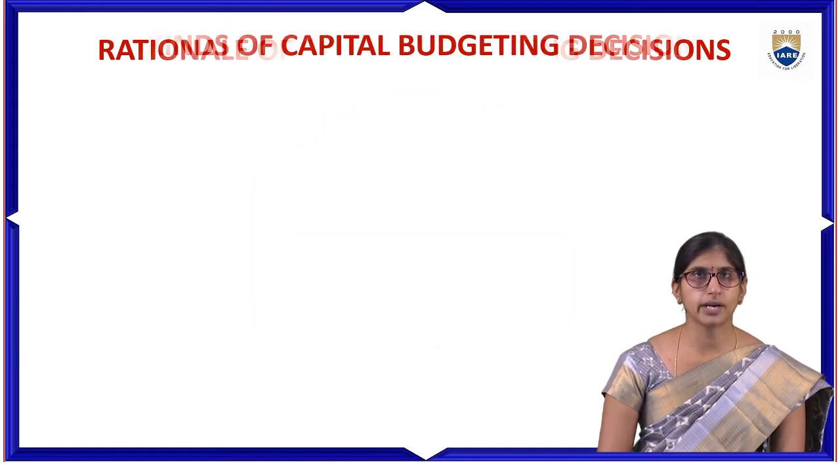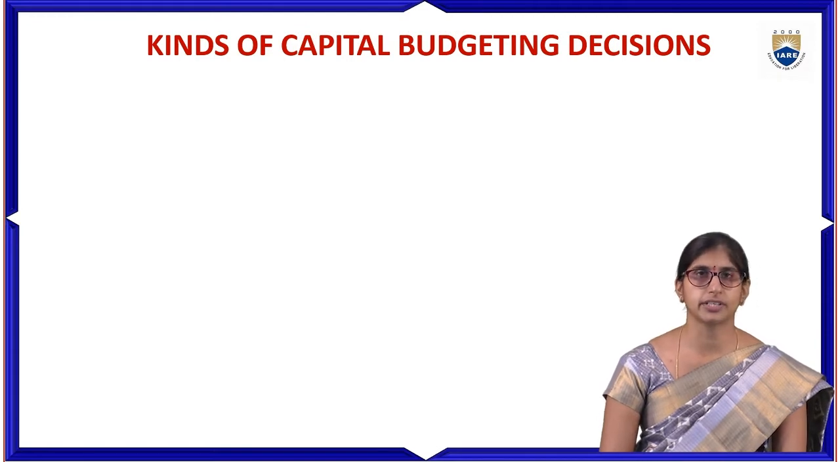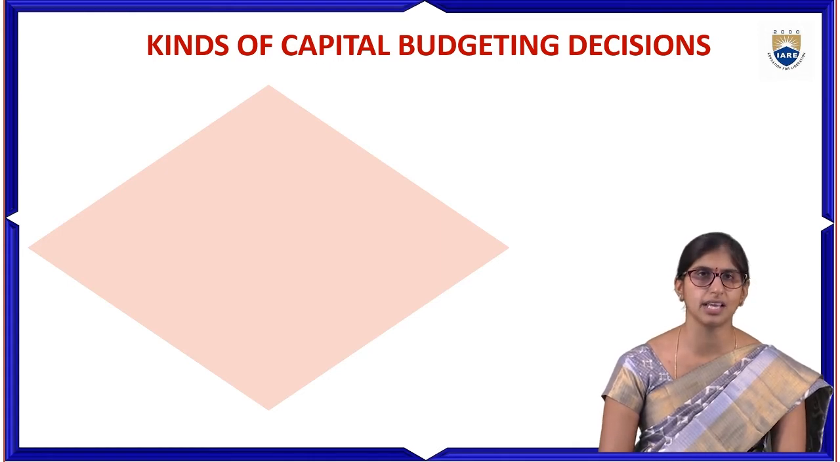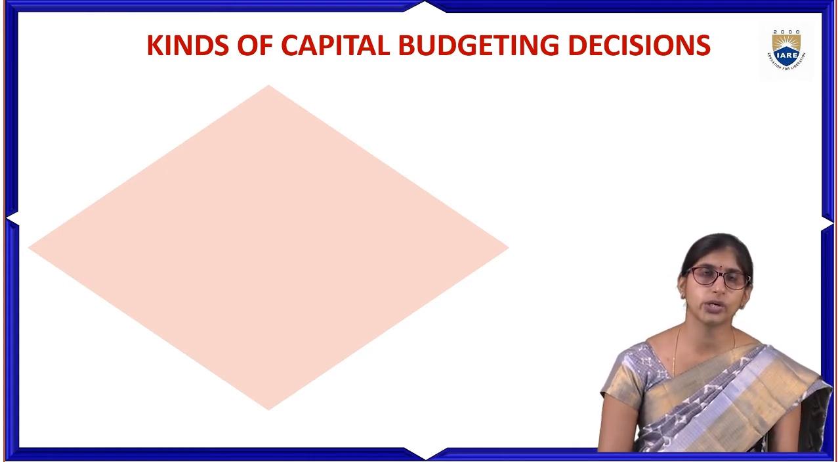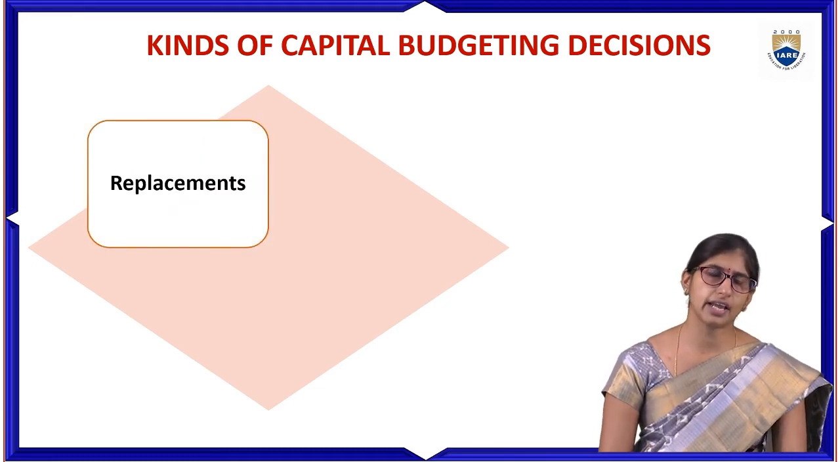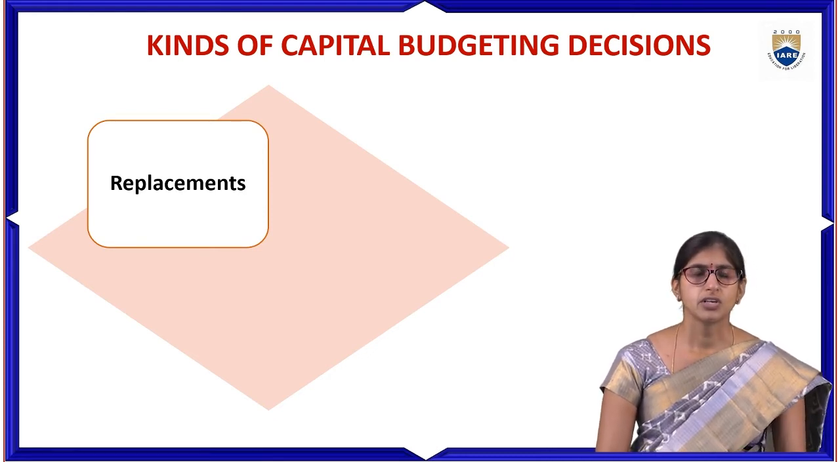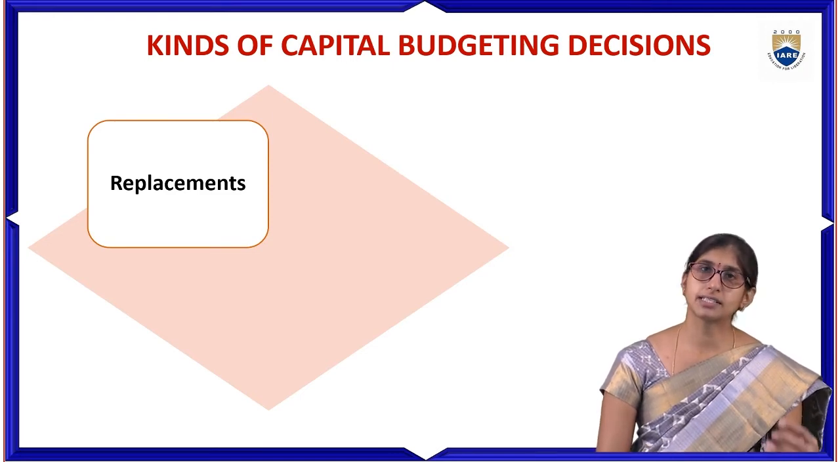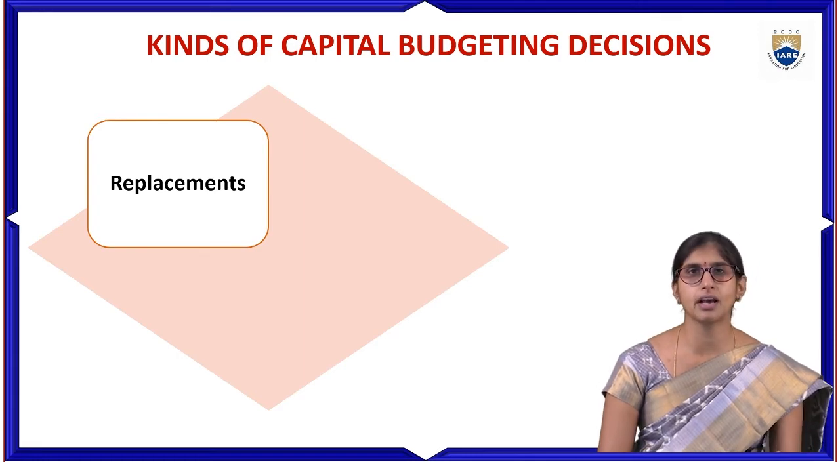And the next one is the kinds of capital budgeting decisions. What are the different kinds of capital budgeting decisions? Generally we see them in the case of replacement. If the assets are obsolete, not in working condition, or not in good condition, they need to be replaced.